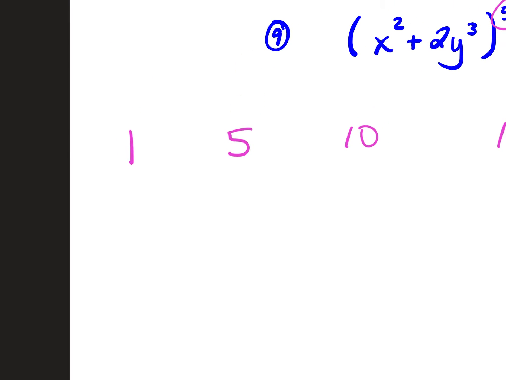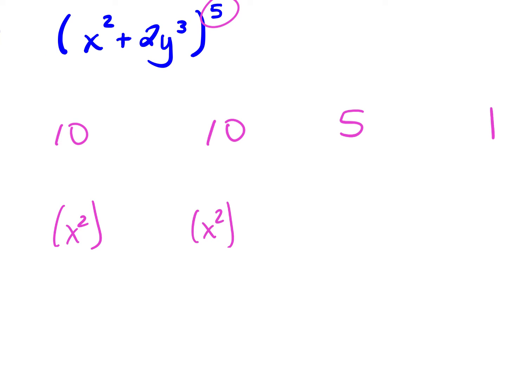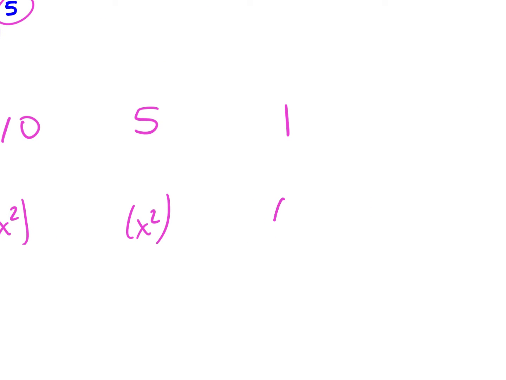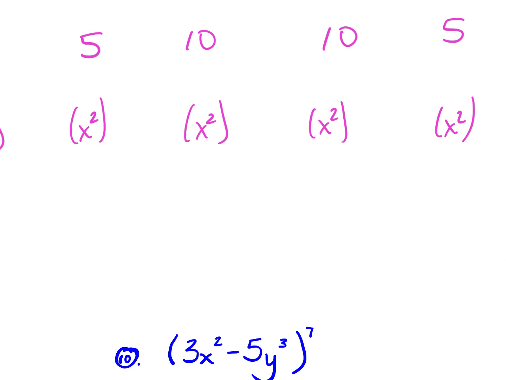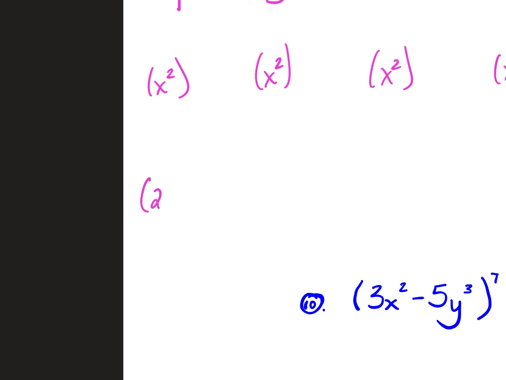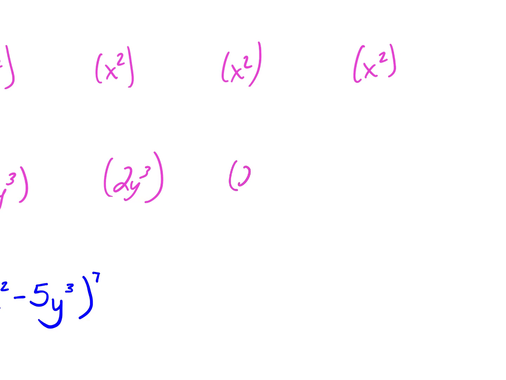What's my next step? Write down our first term. My first term, guys, is x squared. I'm going to write x squared, and I'm going to put it in parentheses. My squared is in the parenthesis. x squared, x squared, x squared, all the way through, right? My next term is 2y what? 2y cubed. So I'm going to write down in parentheses 2y cubed, 2y cubed, 2y cubed, all the way through, right?